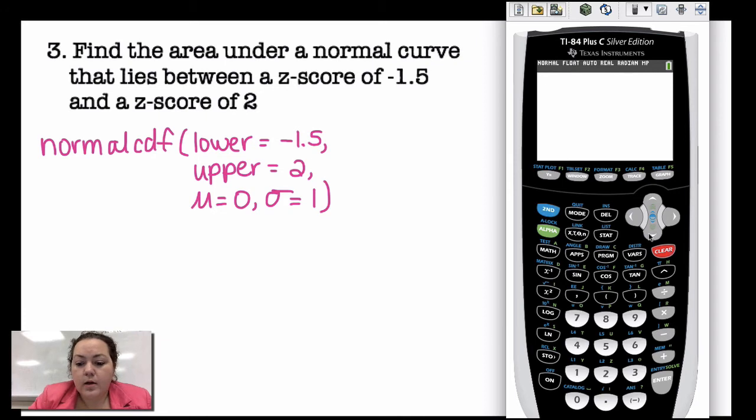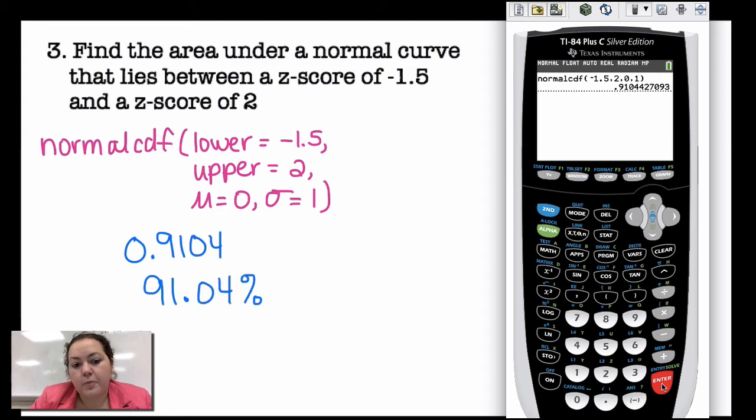All right, so I'm going to put this in my calculator. I'm going to go to second vars, which is the distributions menu. I'm going to go down to normal CDF. My lower bound is going to be negative 1.5. My upper bound is going to be 2. My mean is 0, and my standard deviation is 1. Hit paste, hit enter again, and we get 0.91044. So 0.9104, or 91.04%.